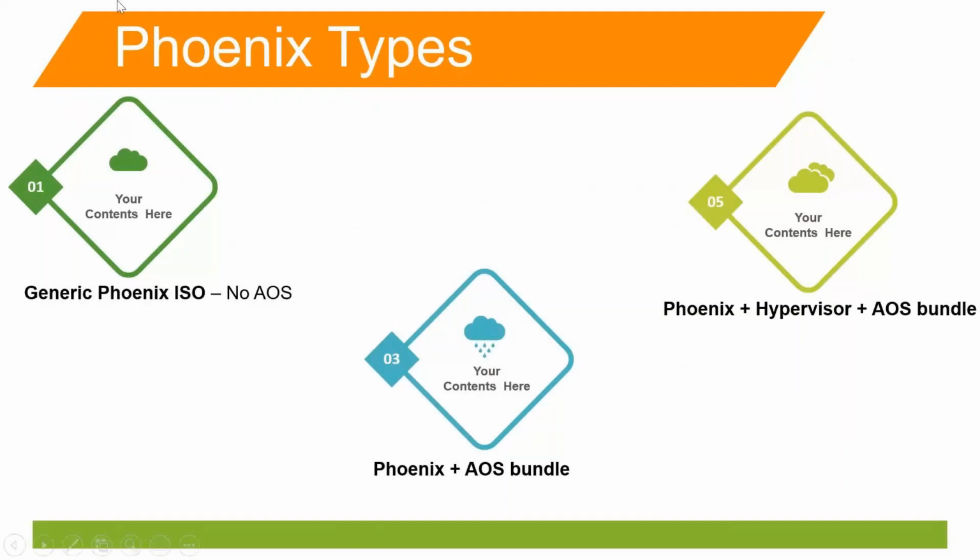So there are totally three Phoenix types. The first is the generic Phoenix ISO, with no AOS, of the appropriate operating system. The second one is Phoenix plus hypervisor plus AOS bundle. Then the third one is just the AOS bundle, with no hypervisor. You have to pick what you want.